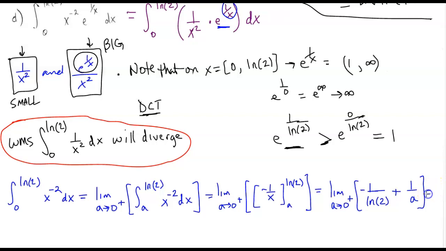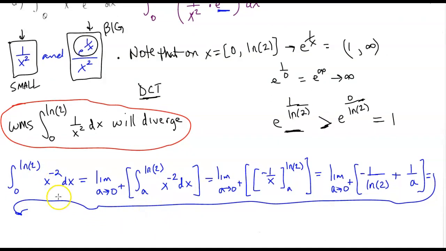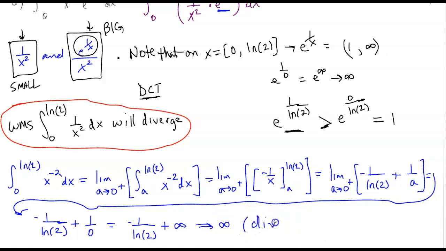Of course, if you're looking here at this point, we just need to plug in 0 for a. And in that second term, you're going to see that we have a problem, mainly that we end up having 1 over 0. And of course, in terms of limits, this is going to give us negative 1 over natural log of 2 plus infinity, which makes all this go to infinity. So what this tells us is that our integral diverges.